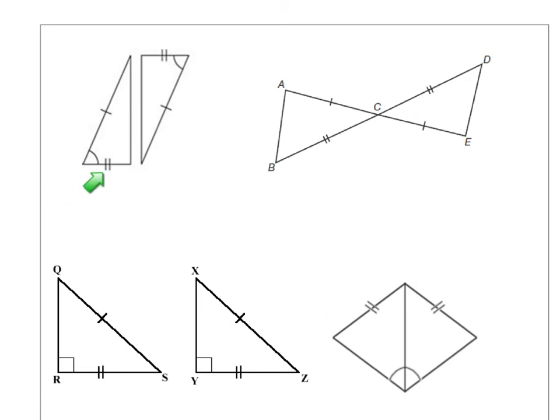Now over here, we've got two triangles. This time they have two sides in common and an angle. That angle is right in between the two sides. So we have side, angle, side, which is a postulate. So these are congruent for sure by side, angle, side.